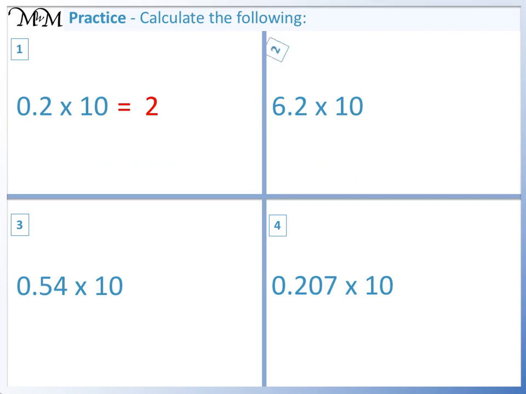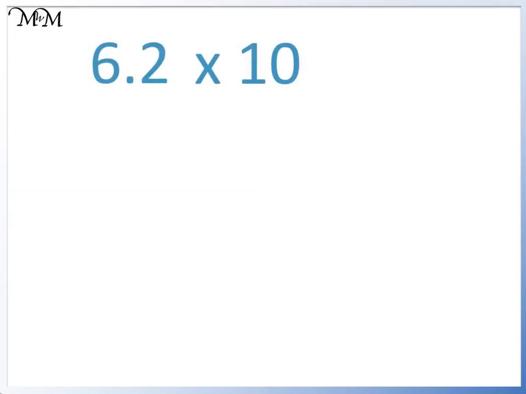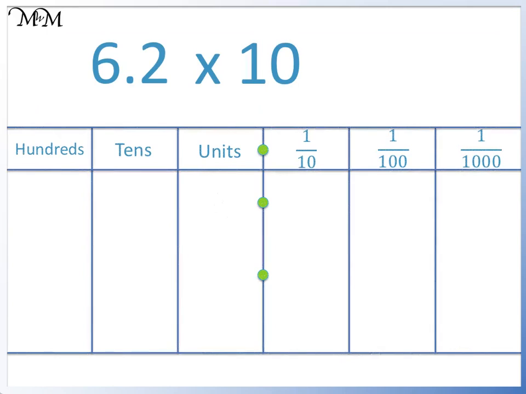Question 2. 6.2 times 10. We start by moving the 6 one place to the left. The 2 can then follow. We also move it one place to the left. 6.2 times 10 equals 62.